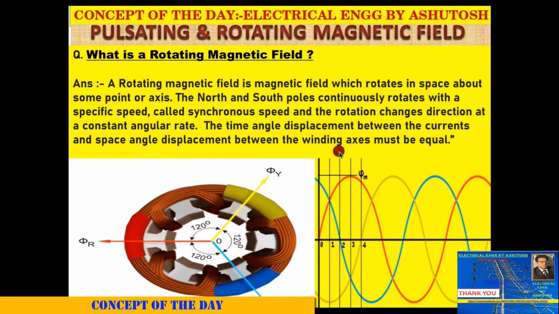And what happens, guys? The time angle displacement between the currents, that is the phase shift between currents, and the space angle displacement between the winding axes must be equal. This is called a rotating magnetic field. You can see here, a rotating magnetic field is always produced whenever three phases are associated and the three phases are 120 degrees displaced. And you can see the waveform of the polyphase supply. This is the waveform of the polyphase supply produced.